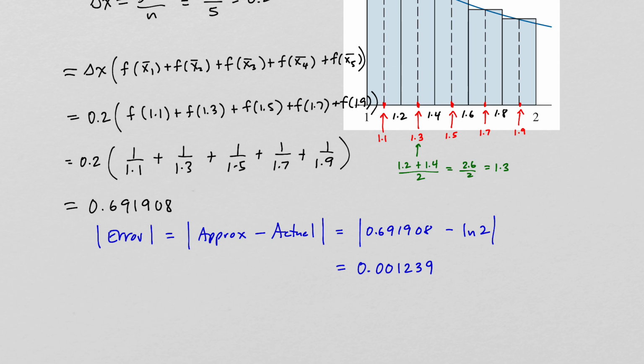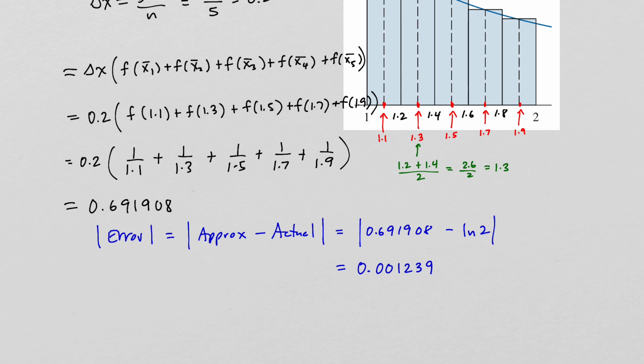And you might notice that the error when using the midpoint rule is a little bit less than the error when we used the trapezoidal rule. In fact, the error is about half. We'll talk about why that is in just a moment.